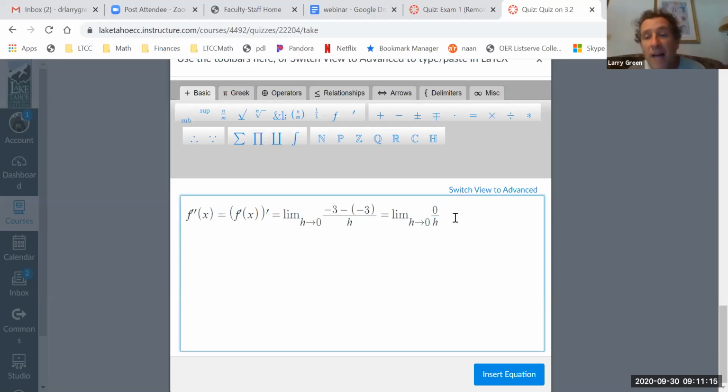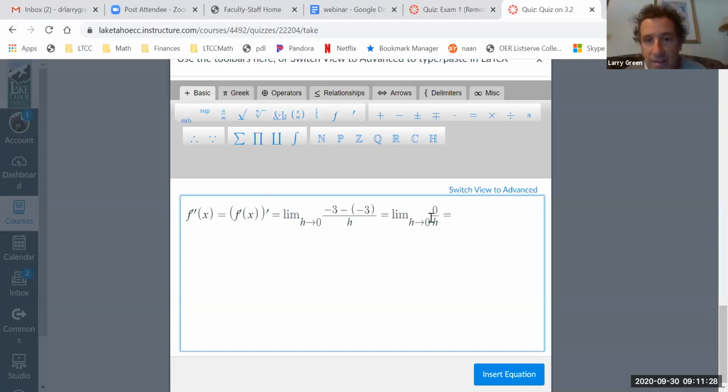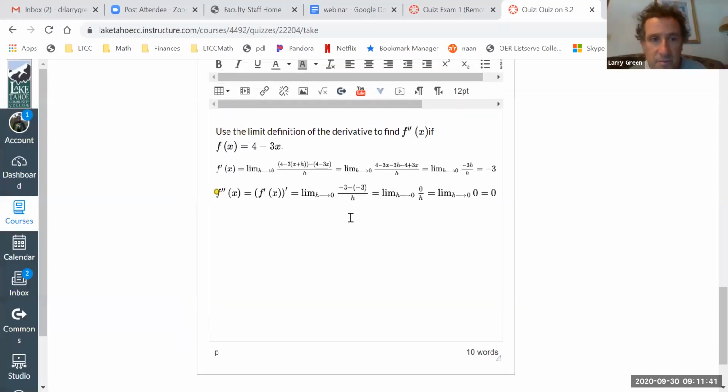Remember, h is not 0. h is close to 0, but it's not 0. What's 0 divided by anything that is not 0? 0. So that's equal to the limit as h goes to 0 of 0. And that's 0. And there's our second derivative.